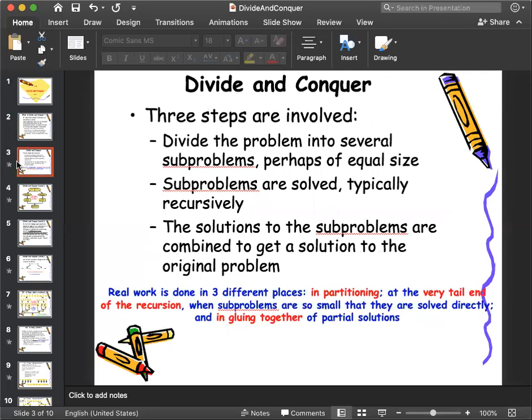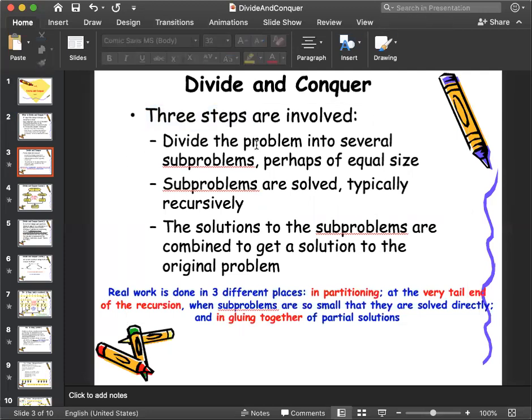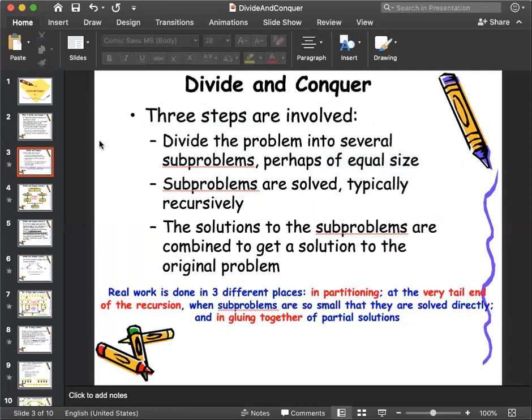Basically, the divide and conquer algorithm follows three major steps. First, whenever you get a problem, whenever you get a list of numbers, you have to divide it into some sub problems. Sub problems could be of equal size or unequal size also. That means when you first get a list and go to sort it, you will divide the whole list into some sub problems.